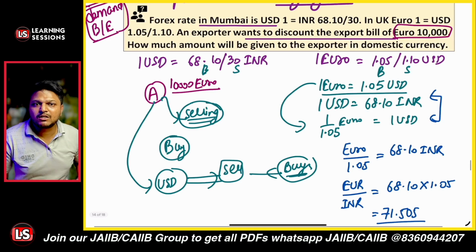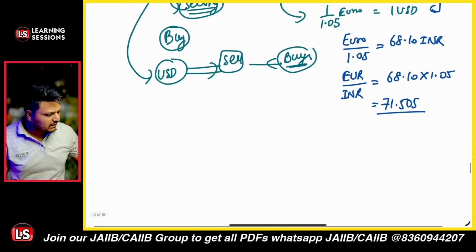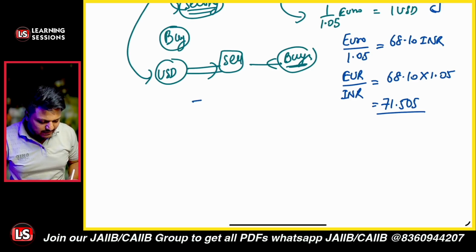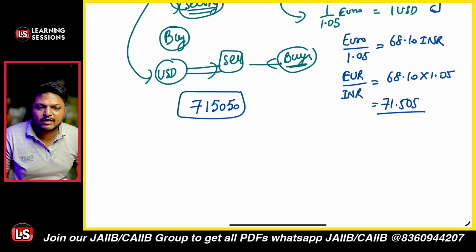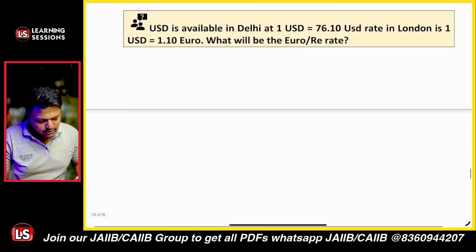Okay, now this particular price will be applicable, no exchange margin, nothing is given. So we'll simply multiply 71.505 with 10,000 and that will be the answer. So how much amount will be credited? It is 715050. This particular amount will be credited to the exporter's account. Is that clear? Right. Now let's move to some other question.